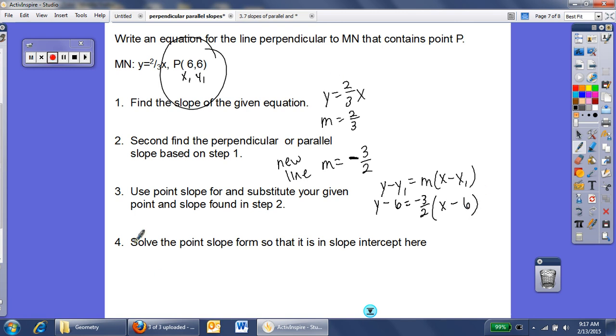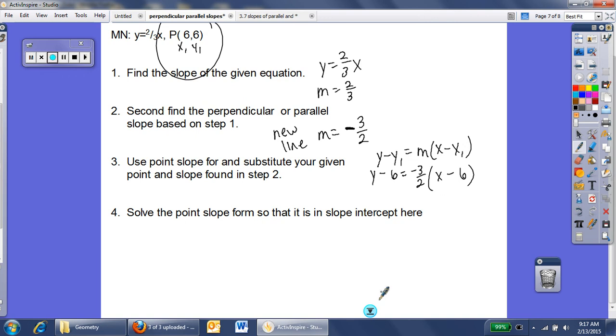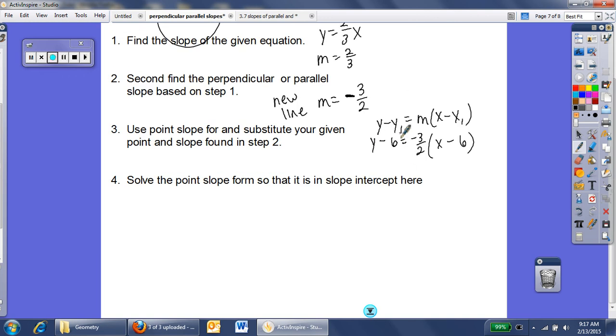And lastly, step 4, it says solve the point-slope form. So that is in slope-intercept here. So I need to do a little work so that it's in slope-intercept form. So I have y minus 6 equals negative 3/2 times x minus 6. Slope-intercept form has the y by itself. So before I move this negative 6, I need to distribute here. This is negative 3/2 x. Negative 3/2 times negative 6.